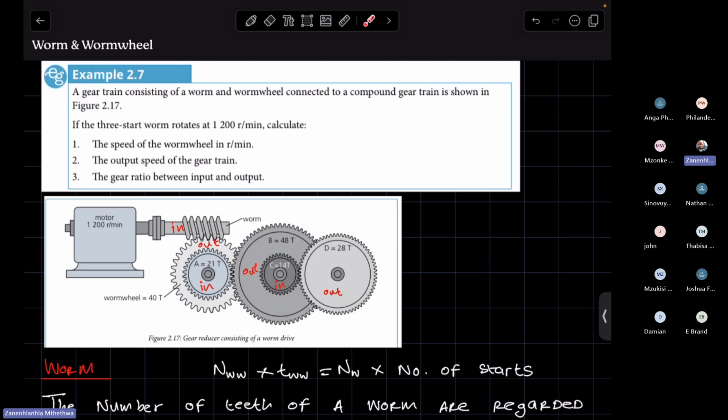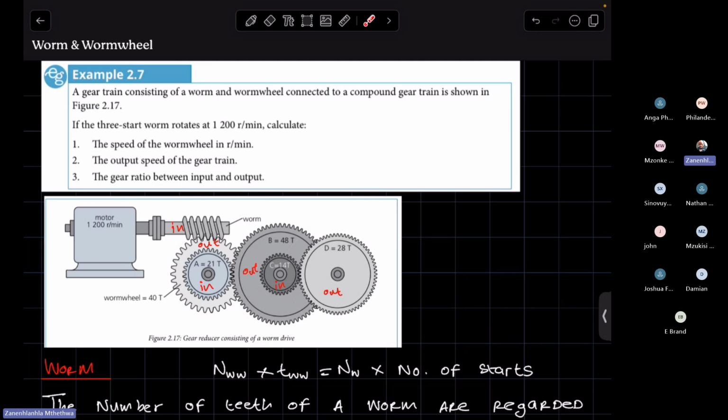Essentially, how we look at which gears you take as in and which gears you take as out is you first look at where you have the input shaft. The input shaft is obviously fitted onto the worm here. So the gear that follows, you take as out. The gear that follows, you take as in. The gear that follows that, you take as out. The gear that follows that, you take as in. And the gear that follows that, you take as out.